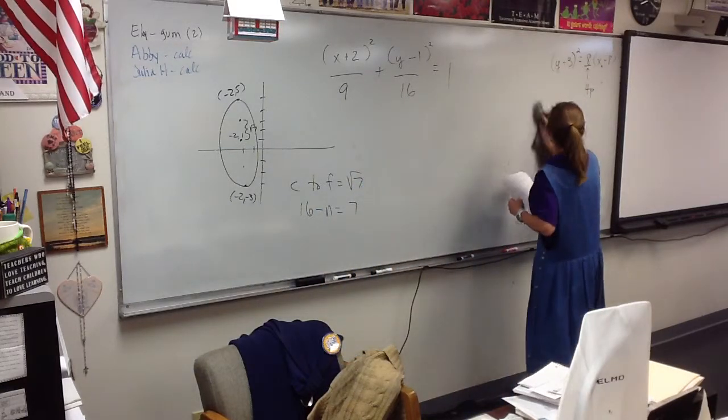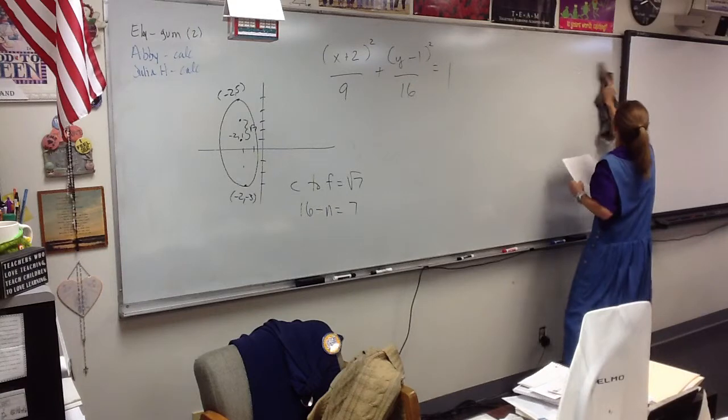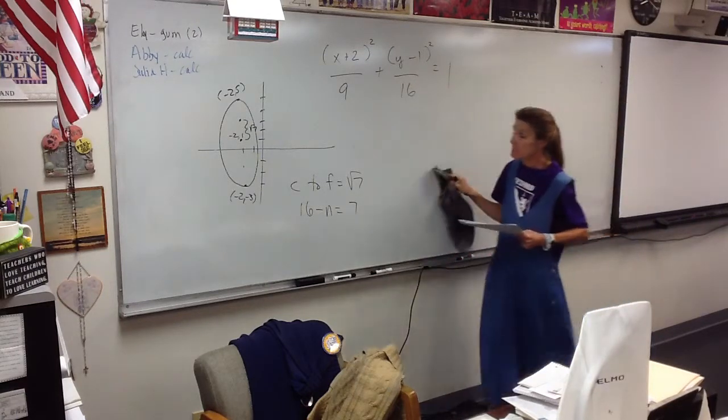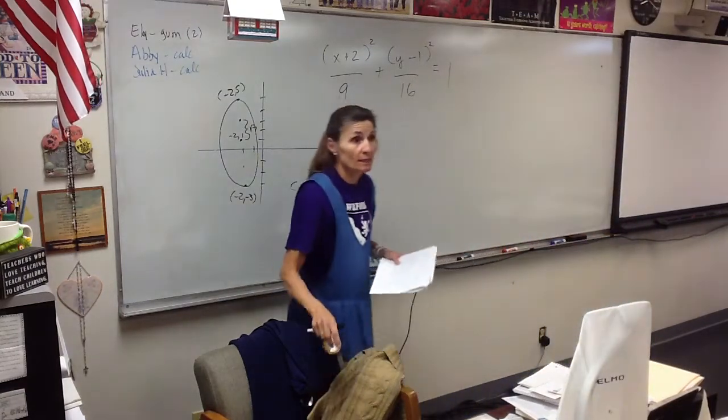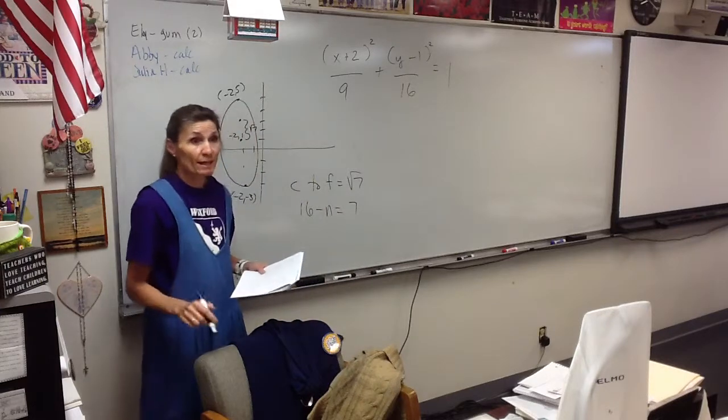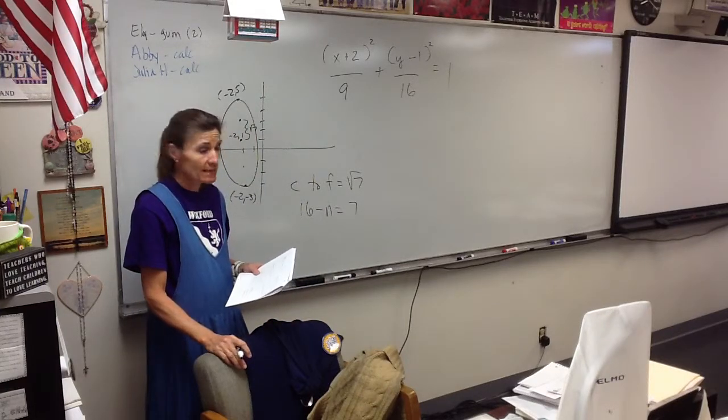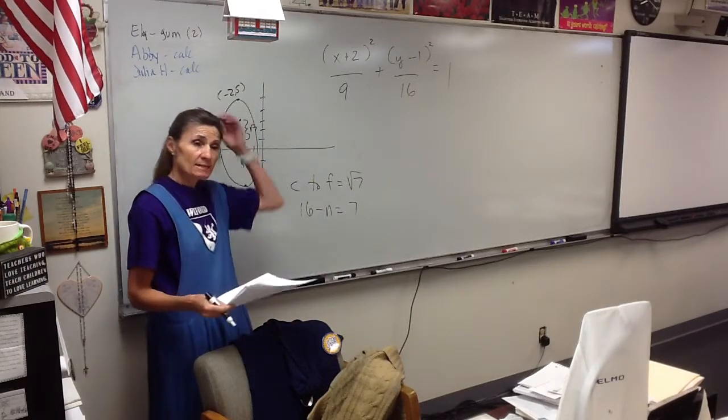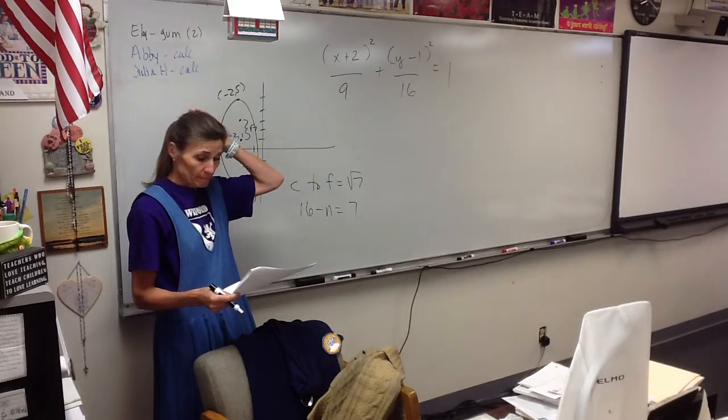This is 4. Why did you subtract 16 minus 7? To find the distance from the center to the focus of an ellipse, we subtract the denominators. That's how we do it. That's how you find the distance from the center to the focus.